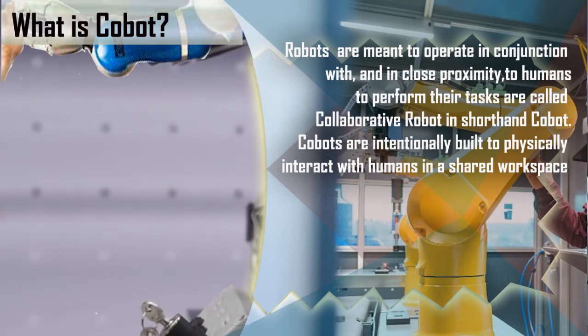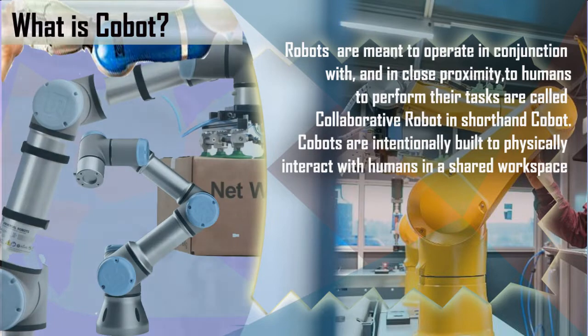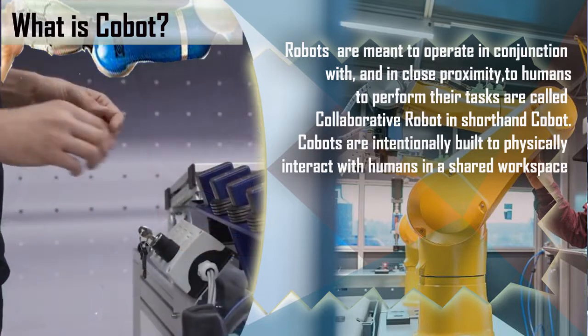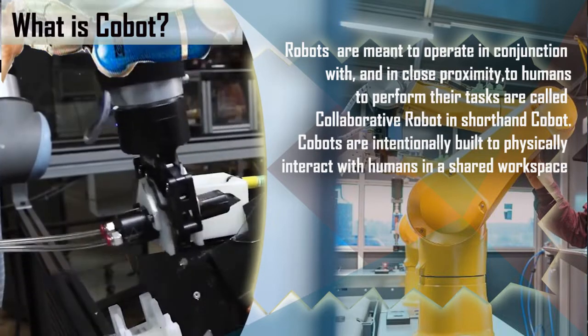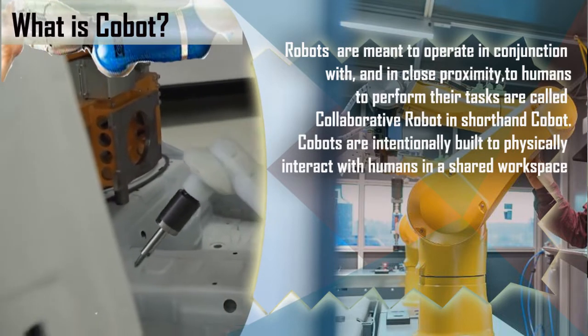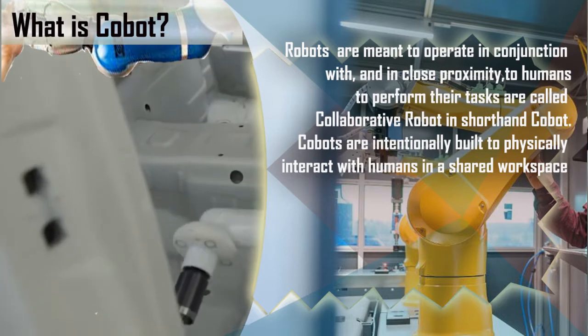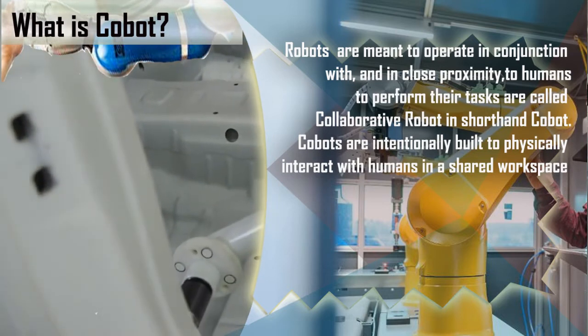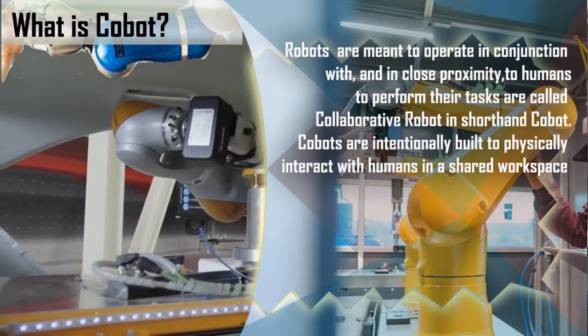What is Cobot? Robots that are meant to operate in conjunction with and in close proximity to humans to perform their tasks are called collaborative robots, in shorthand called Cobot. Cobots are intentionally built to physically interact with humans in a shared workspace.